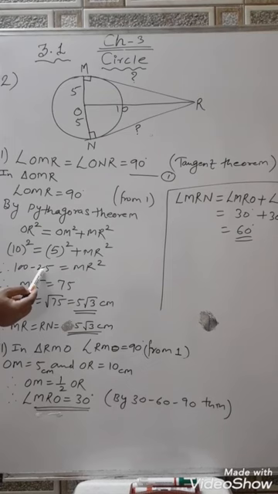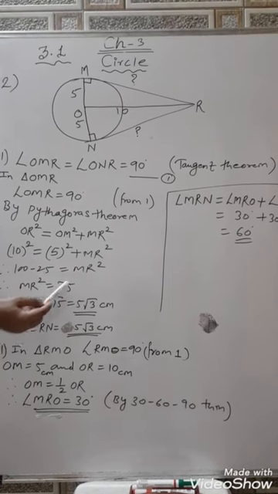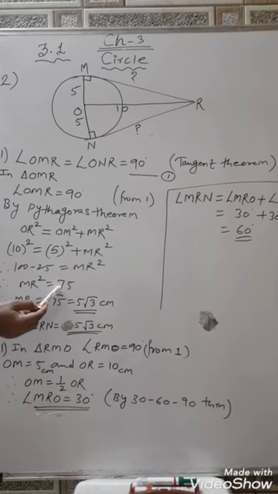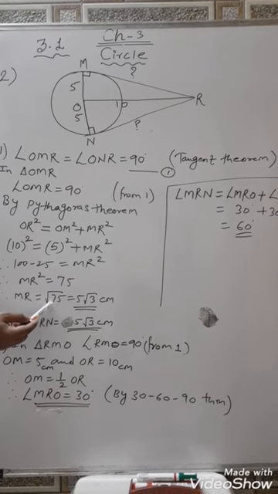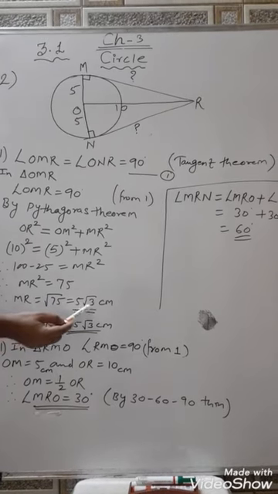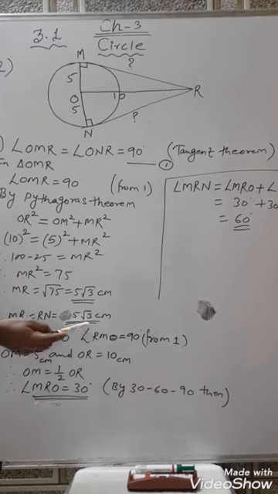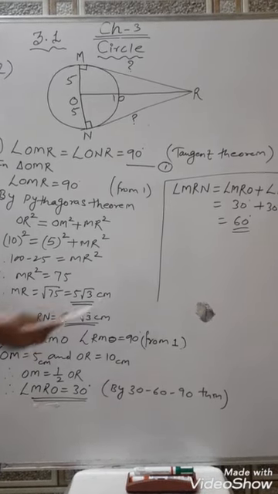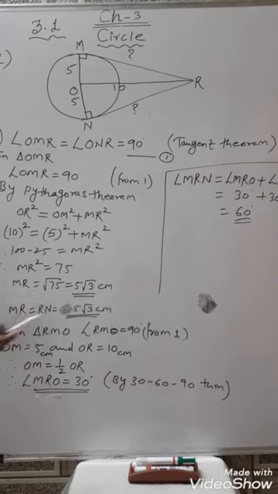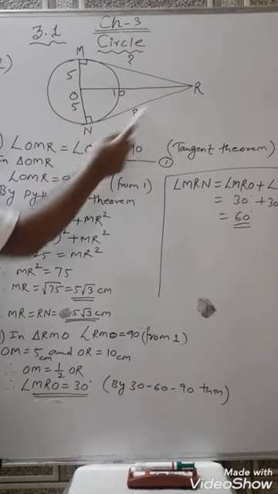So 100 minus 25, what do you get? 75. So MR square equals 75. So MR equals root 75, that is 5 root 3. MR equals RN equals 5 root 3 centimeter. So this way you get the length of the tangent.